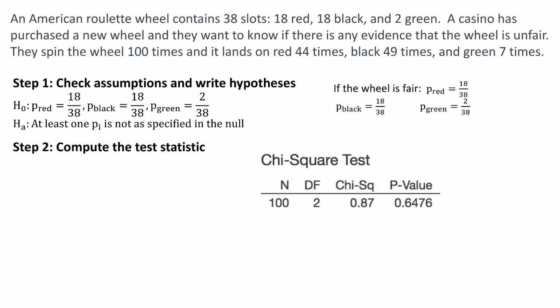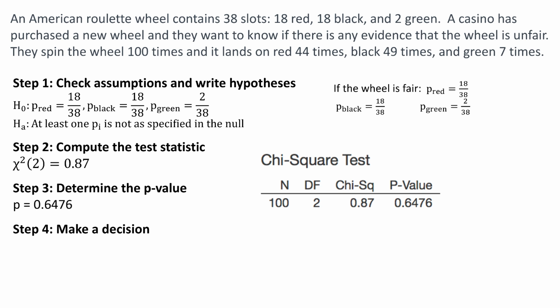Here we have the output that we just obtained in Minitab Express. Our test statistic here is chi-square with 2 degrees of freedom equals 0.87. Step 3, determine the p-value. We can also get this from our output. P equals 0.6476.